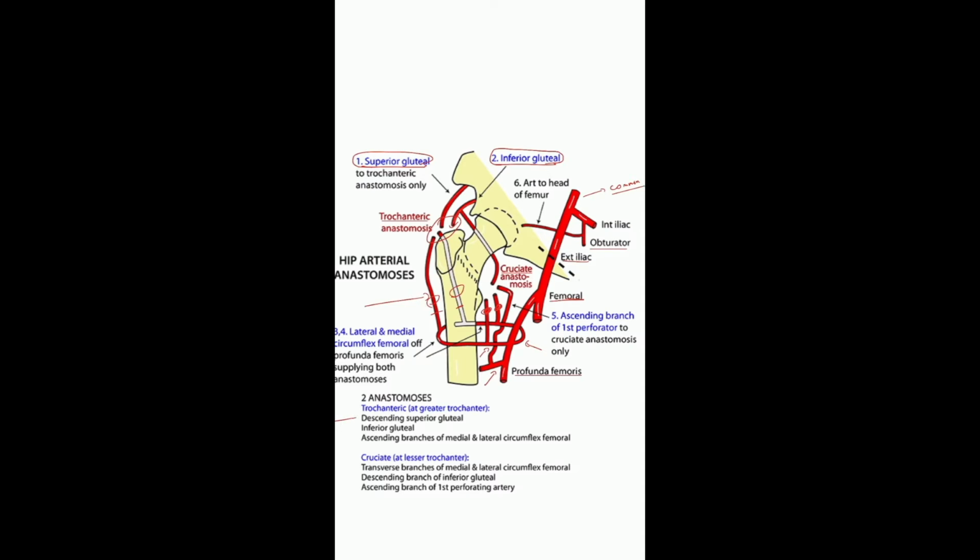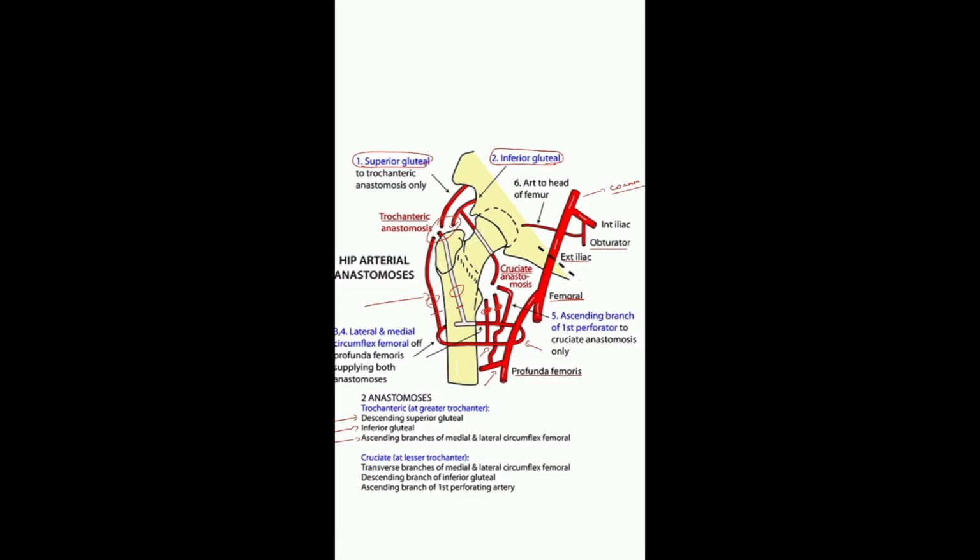So if you look here, the trochanteric anastomosis involves the descending superior gluteal. Like I told you, it's just the name for the artery. And you also have the inferior gluteal. And then you have the two ascending branches of the medial and lateral circumflex. Okay, and that's it for the trochanteric anastomosis.